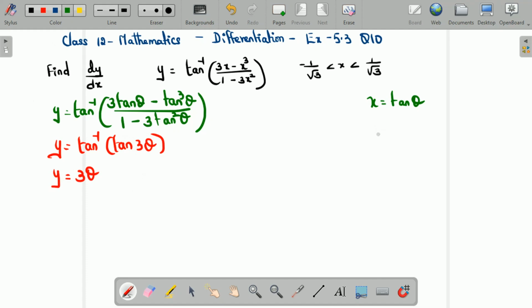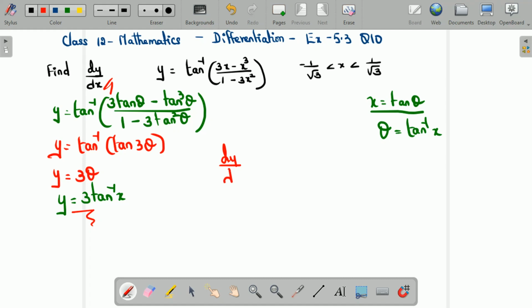Now let's find what is the value of theta. See, x is equal to tan theta means theta is going to be equal to tan inverse of x. So y is actually equal to 3 into tan inverse of x. Now we need what is dy by dx. So we are going to differentiate this particular expression.